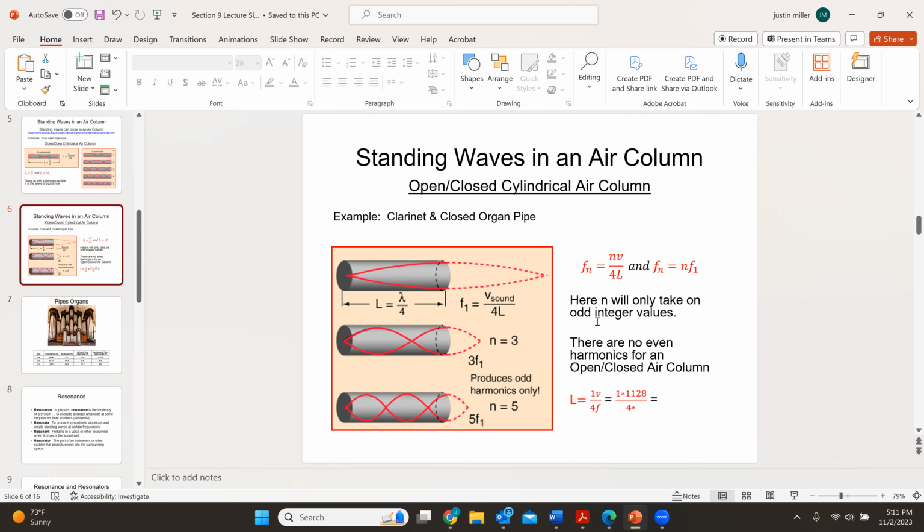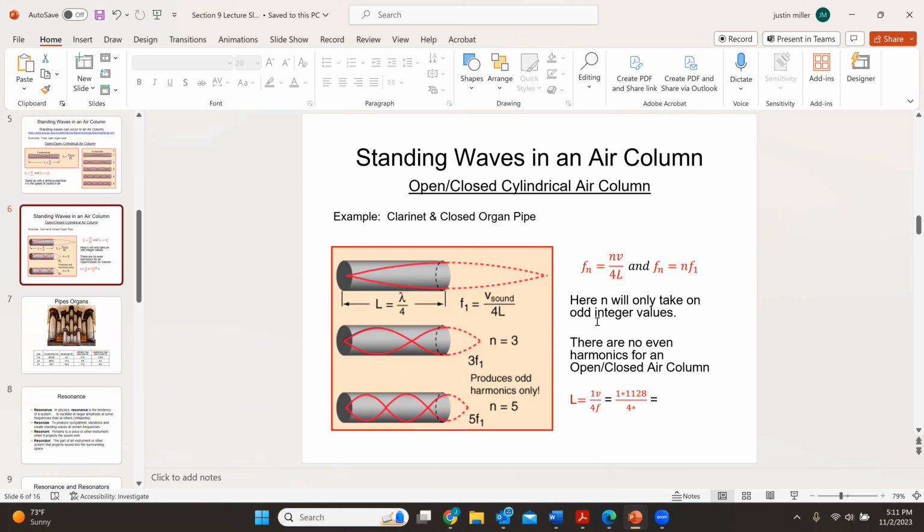There are no even integer multiples of the fundamental frequency for an open-closed air column. It's just what naturally happens with respect to what's possible in terms of standing waves. So that's just something to take into account. Open-closed can only have odd harmonics, whereas an open tube can have the full spectrum, even and odd numbered harmonics.